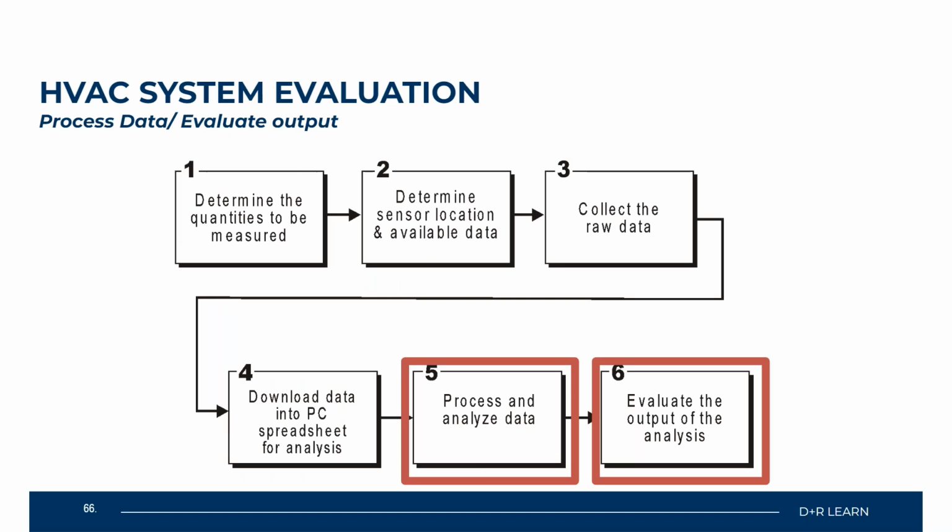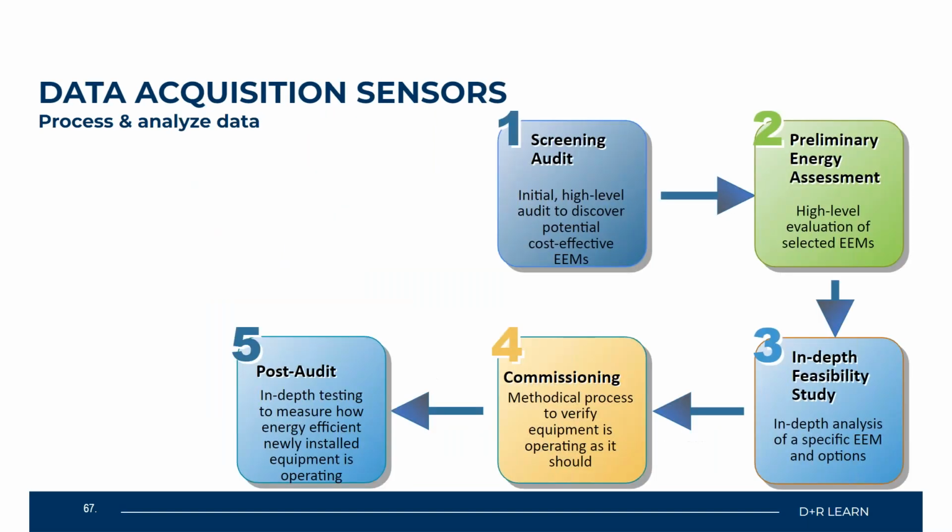So lastly, we have our last steps here from this HVAC system evaluation process. And lastly, we have our processing of that data and analysis. And then what are we going to do with that data and analysis? So what we've got here is a 5-step process when using your data for audits or to perform any type of system update or upgrade.